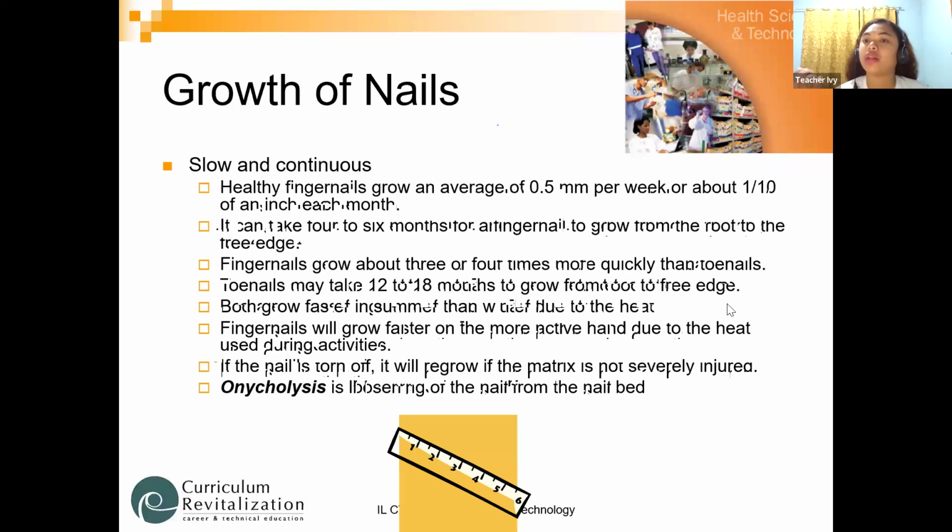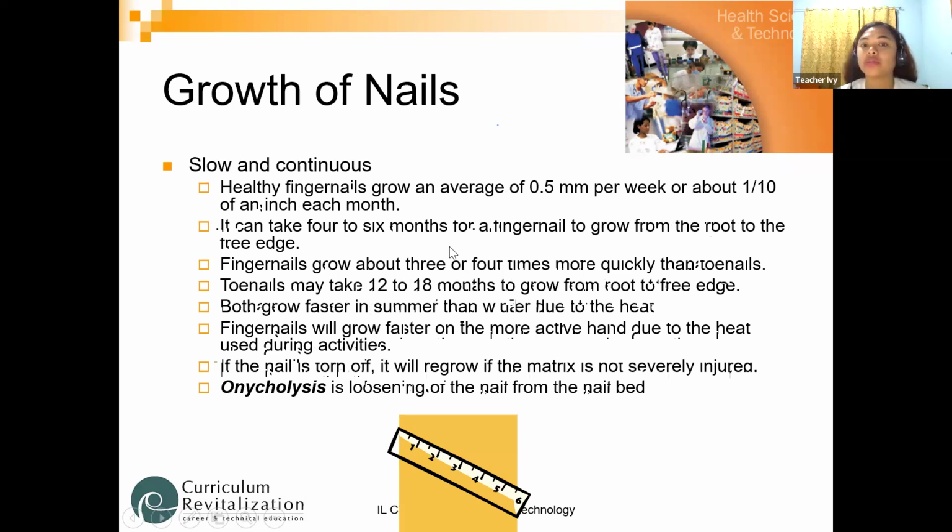Okay? If you are going to observe your nail, it would take a week to let the nail matrix push out of the nail plate. So that is what it means by slow and continuous. You do not notice it, but it is growing slowly. So healthy fingernails grow an average of 0.5 millimeter per week, or about 1/10 of an inch each month. So if you have healthy nails, then this is how long your nails is growing per week.